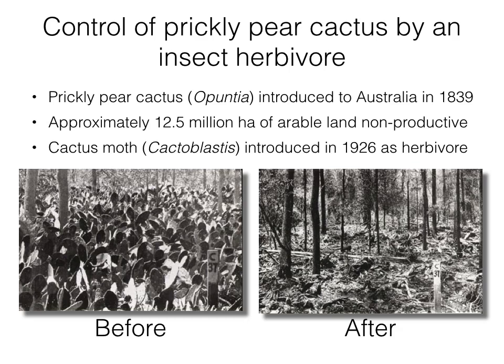So after this introduction, by 1930, and that is shown in the picture at the right, the picture before was before they introduced the cactus moth, and the picture on the right is after they did. By 1930, all the original Opuntia stands were decimated. And by 1940, the Cactoblastis moth had brought the cactus population virtually under complete control.